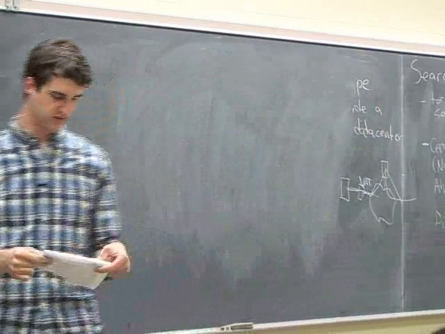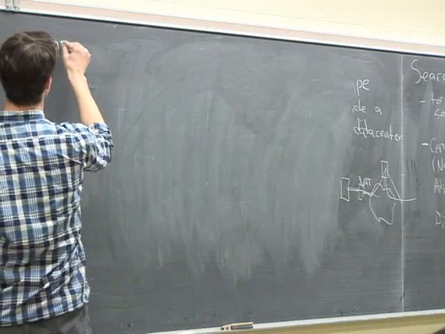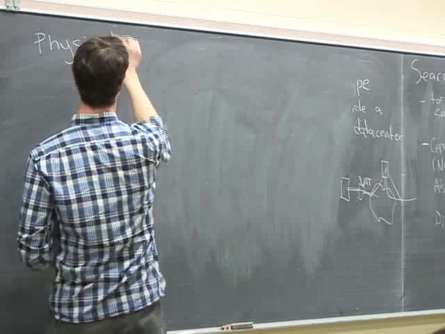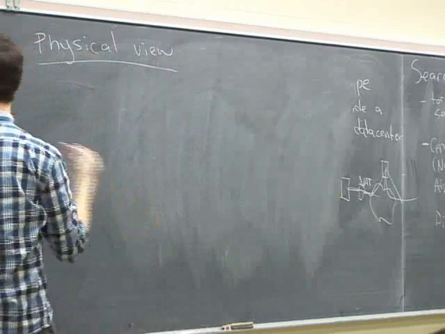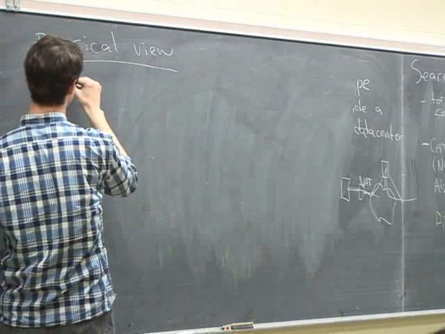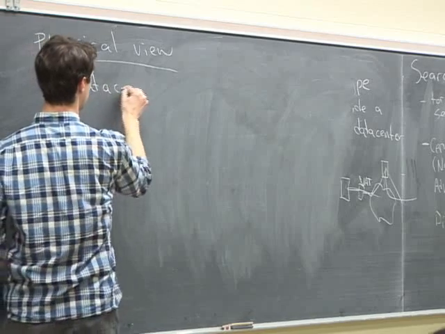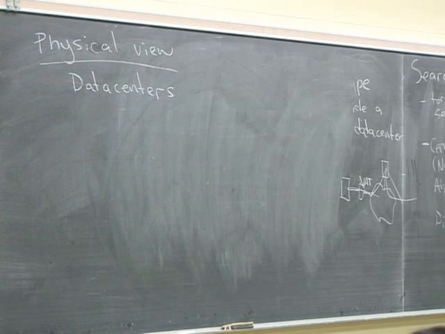And so the first view is the physical view. And this is essentially the data center definition. So the cloud is a bunch of data centers. Okay? But then what is a data center?